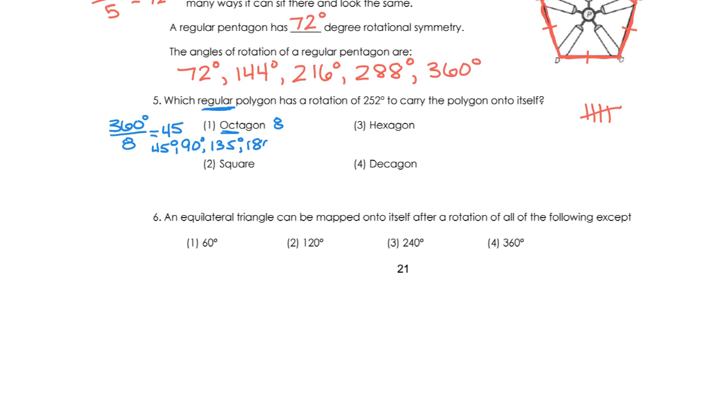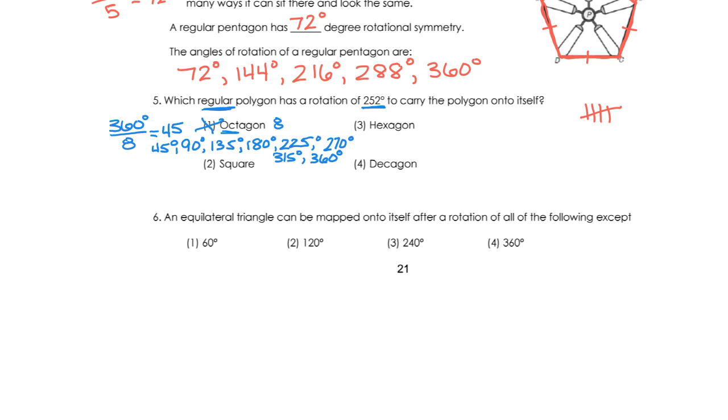180. Another 45 would be 225. Another 45 would be 270. Another 45 would be 315. And our last 45 would put us right back to 360. And you can see, guys, that we didn't say 252 at all. So it's not an octagon, but those are the degrees of rotation symmetry that an octagon has.